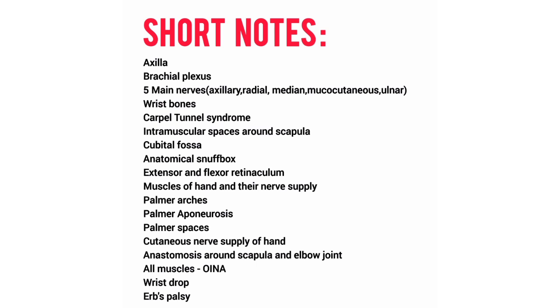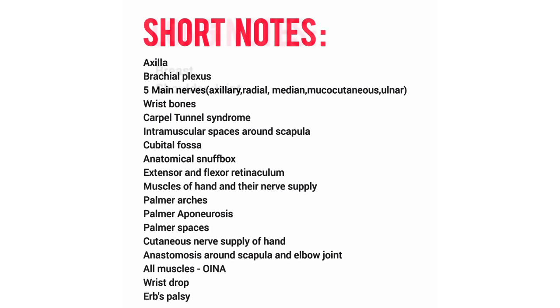Then is the anastomosis around scapula and elbow joint. These are very important. Forget about any other anastomosis. You have to remember these two anastomoses at least, along with the diagram. All the muscles of the upper limb are very, very important, including all the superficial group and the deep group, along with the origin, insertion, nerve supply, and action. Then is the wrist drop and Erb's palsy. These are clinical questions, but are very much probable as a question because these are encountered so many times in upper limb injury.